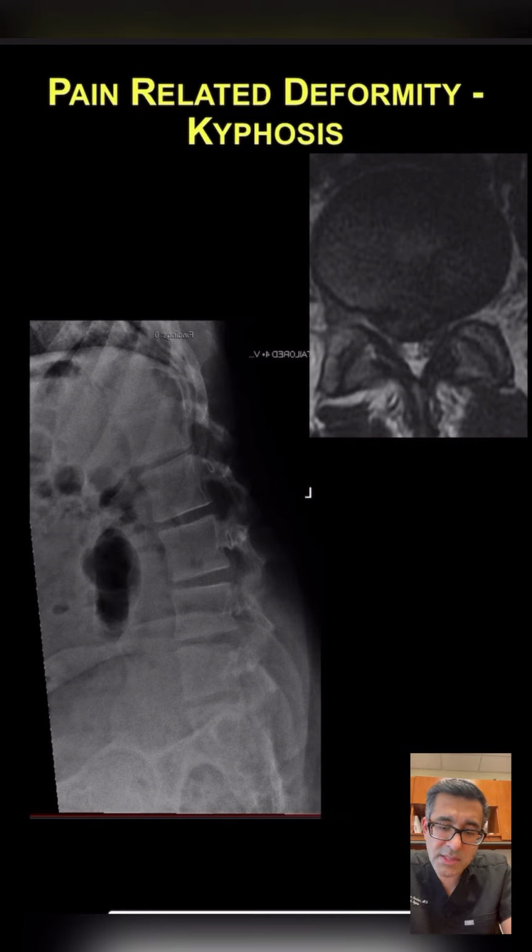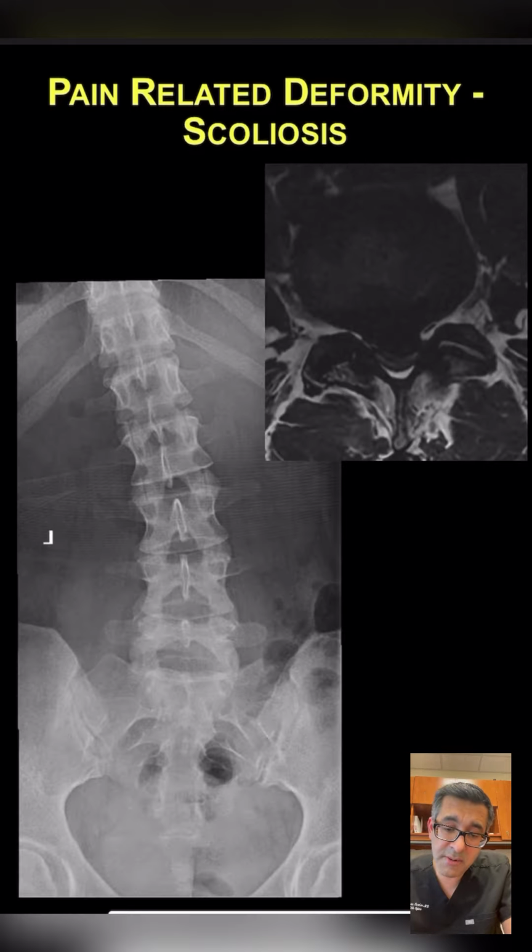It's not uncommon that you can see that the patients have kyphosis of the lumbar spine if they have large disc herniation, such as this guy. You can see he has a very large disc herniation here. And so this patient is really flexing or bending their back forwards to cause some relief over their symptoms. So they can have kyphosis because of pain.